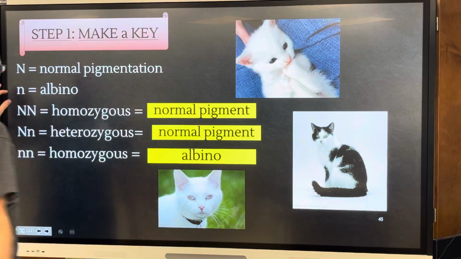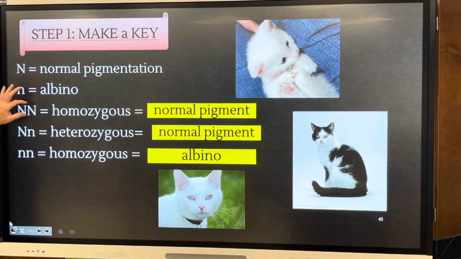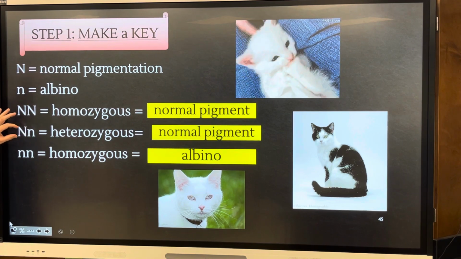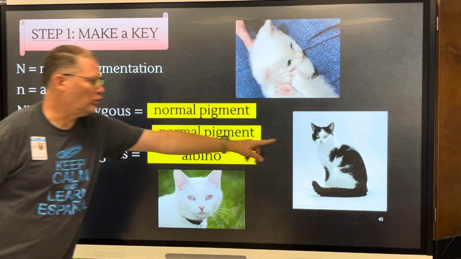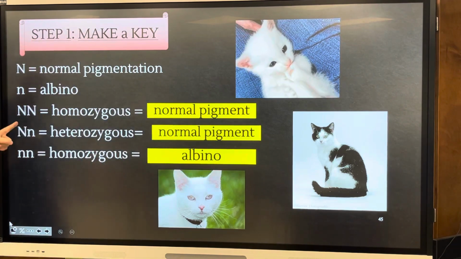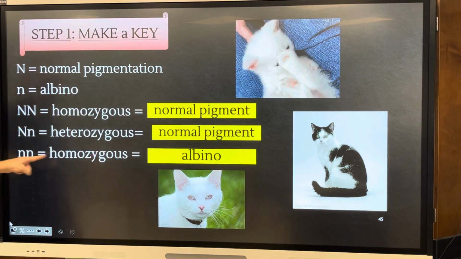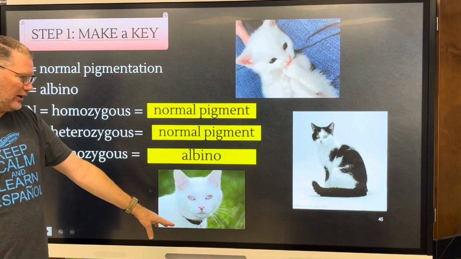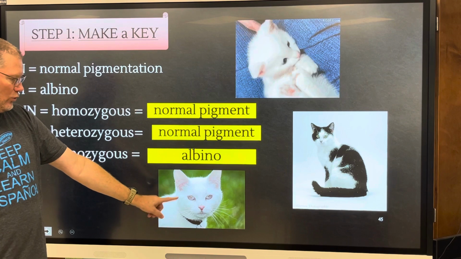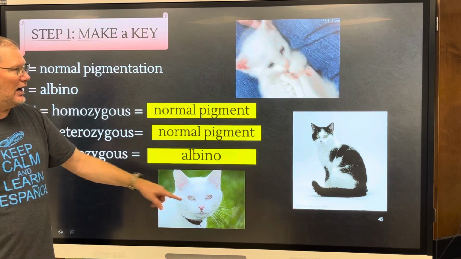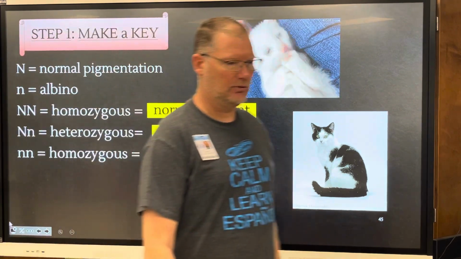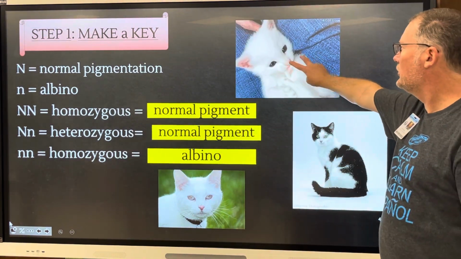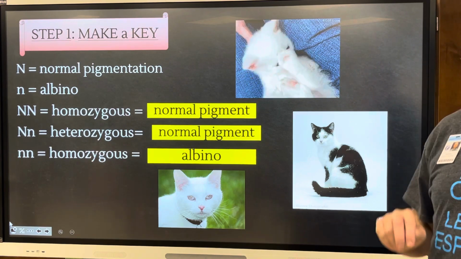So dominant, right? Dominant recessive, so heterozygous, a hybrid, also normal pigment. But if I get 2 recessive alleles, now I am homozygous recessive, and that means albino, an albino animal. Kitty cat here, with no pigment in the eyes, or very little pigment in the eyes, okay? Just because a cat's white doesn't mean it's albino. See the dark eyes?